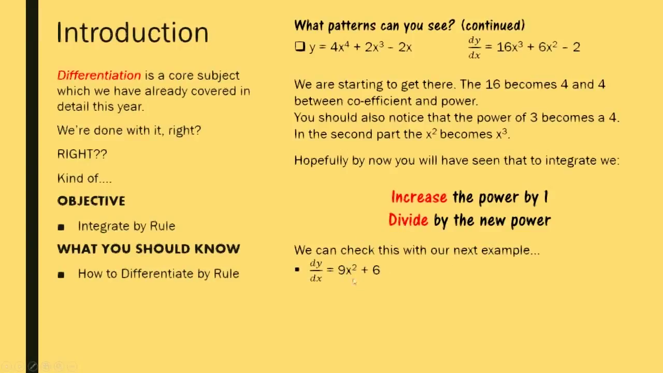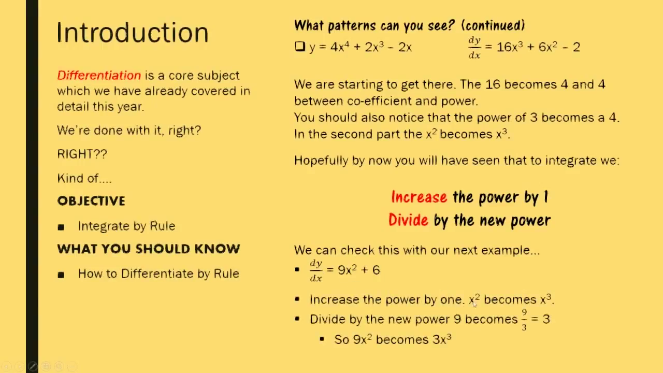So if 9x squared plus 6 was our original differentiated expression, I'm going to increase the power by 1 here, so that'll be x to the 3, and then I'm going to divide by the new power, which was 3. So we should get 9 over 3 x to the 3, and 9 over 3 gives you 3. So increase the power by 1, x squared becomes x cubed. Divided by the new power, 9 becomes 9 divided by 3, which is 3. So 9x squared, when we integrate, becomes 3x cubed.